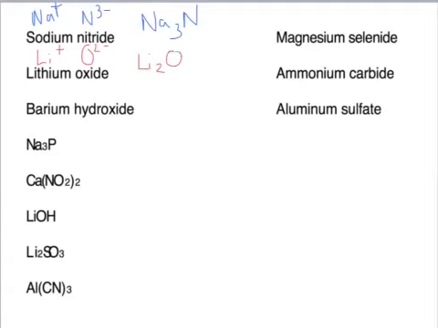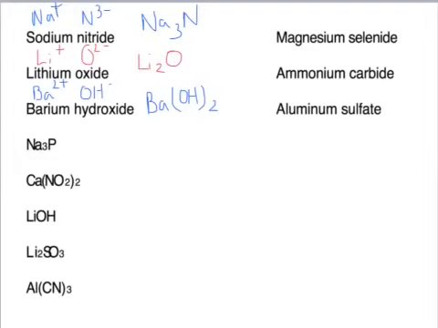Next is barium hydroxide. So barium has a charge of 2+. Hydroxide, if you remember, is OH-. It's a polyatomic ion. So then you would need 2 hydroxides for every 1 barium. So it's BaOH. Then we need 2 of those, but remember, if it's a polyatomic ion, you put it in parentheses and then a 2. Let's do the next one.